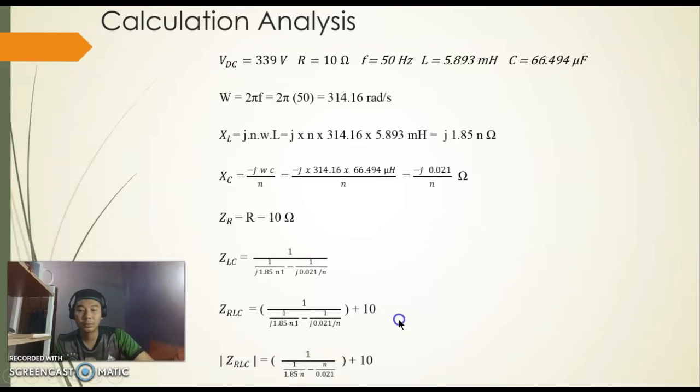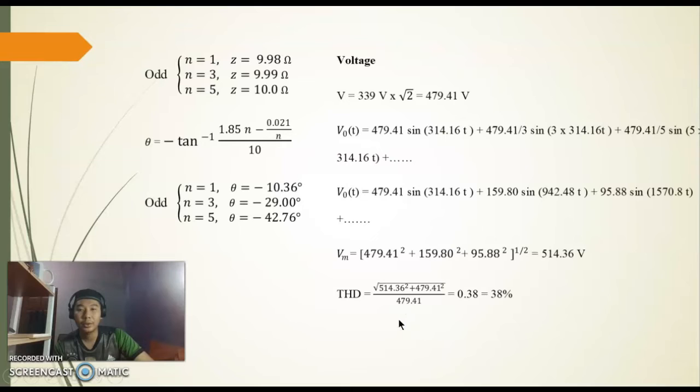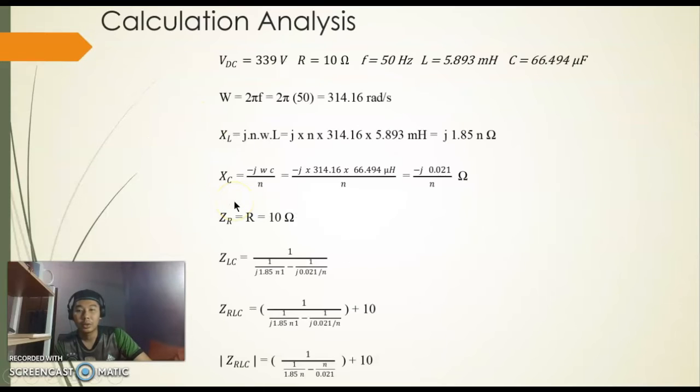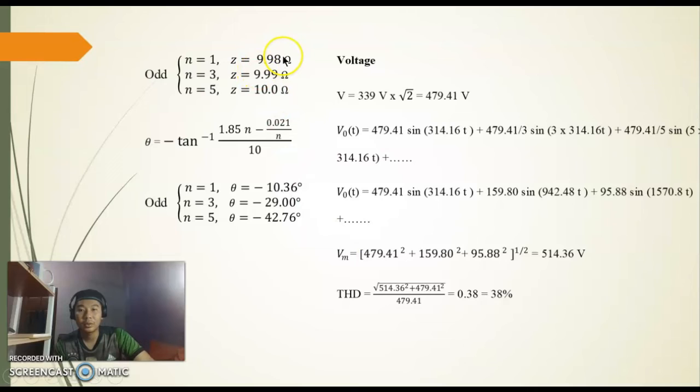And then we need to input this N here, which is equal to 1, 3, and 5, into this to get the impedance value. So this is all the impedance values that we get. And next is to find the degree. This is the same, by using this equation. Substitute this N here and then get the value.